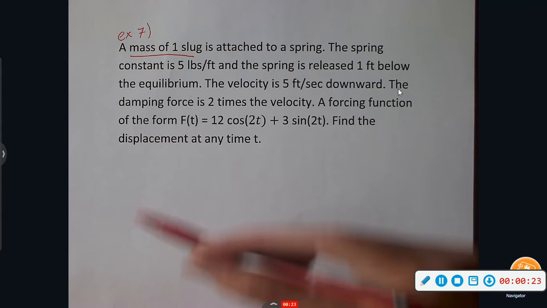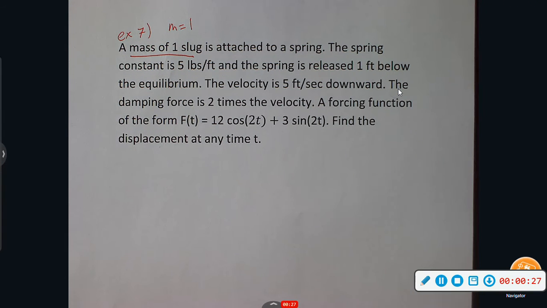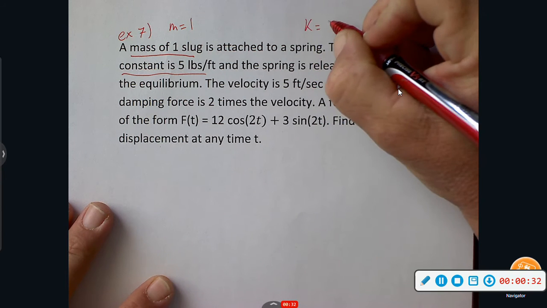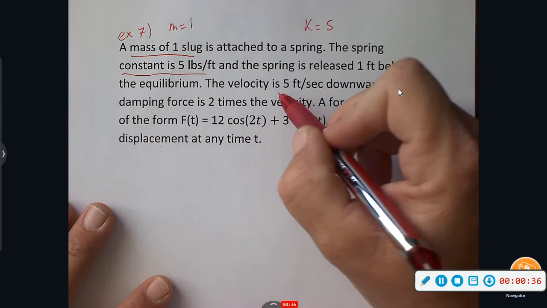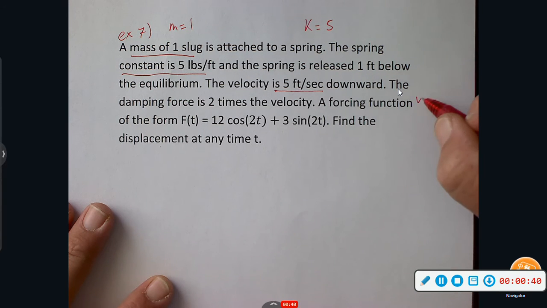All right, so when it says mass is 1, that's easy. The spring constant is 5. They're just literally laying out the coefficients. The velocity is 5 feet per second downward. Remember, going down is positive, so this is positive.